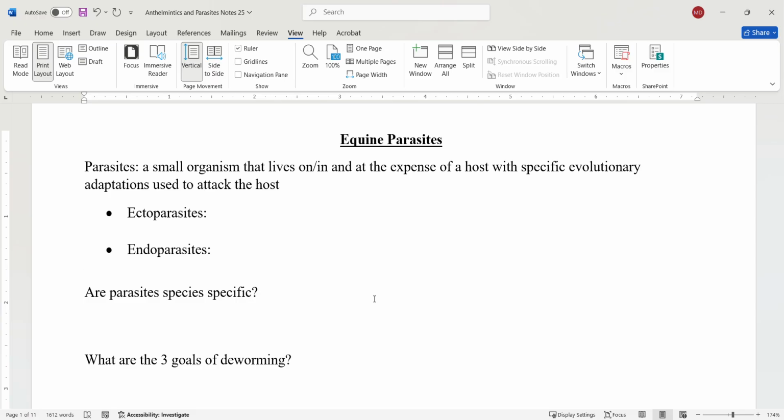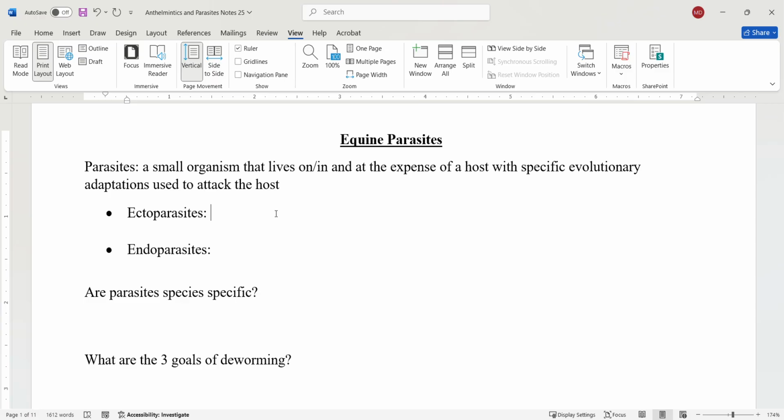So first, beginning with what a parasite is. These are going to be small organisms living on or in and at the expense of a host, in this case, the horse, and they have specific evolutionary adaptations used to attack that host. And we're going to divide these parasites into two main categories, our ectoparasites and our endoparasites. And so hopefully with that prefix, it'll give you a pretty good idea of the difference between the two.